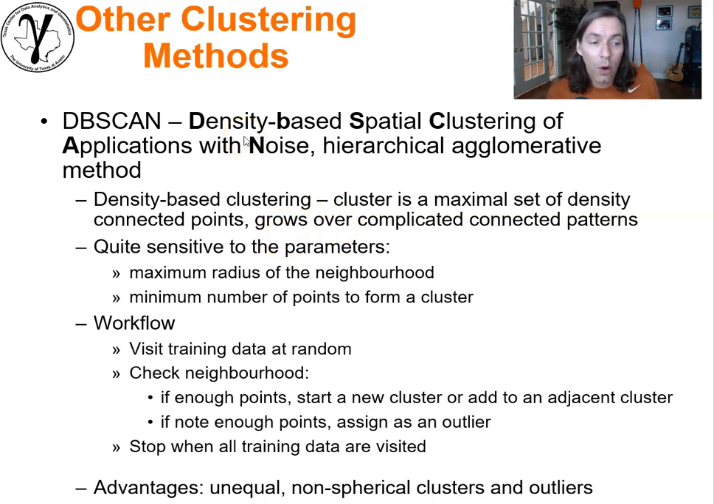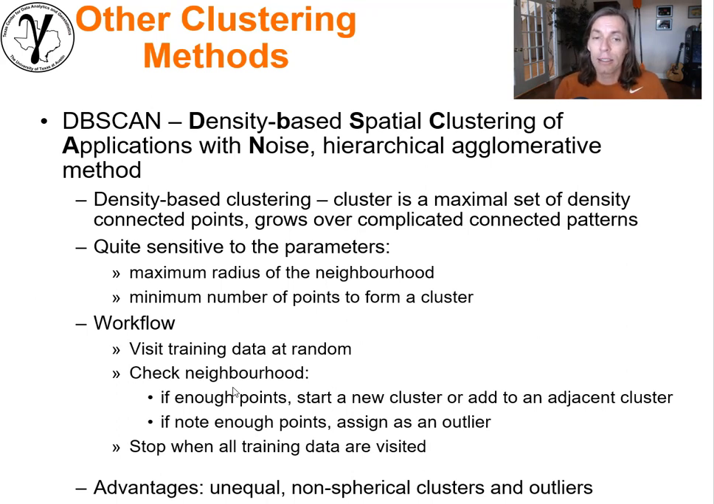So this method is quite sensitive to the parameters. What are the parameters? The maximum radius of the neighborhood. When I'm trying to find enough points to start a cluster, how far am I willing to look around a training data value to identify enough points to declare this as a cluster, and the minimum number of points to form a cluster. Those are very, very important, and you could see the results if you do a poor job of selecting those parameters. So what's the workflow? We're going to visit the training data at random. We're going to check around the data using that neighborhood. If there's enough points, we'll declare, that's a cluster. We're going to start a cluster, and we can add that data value to a cluster.